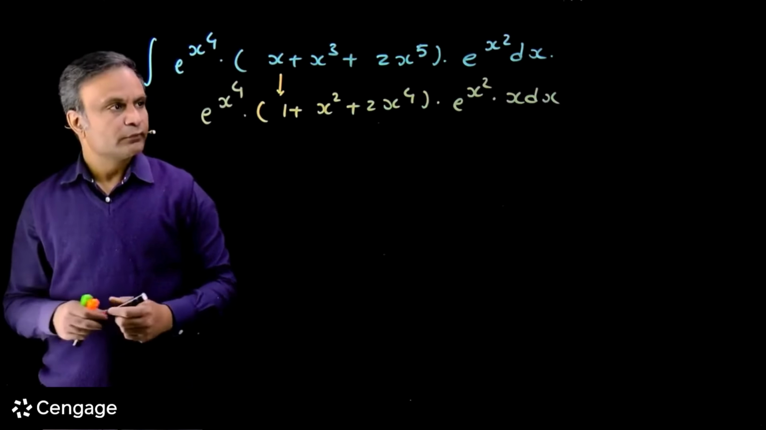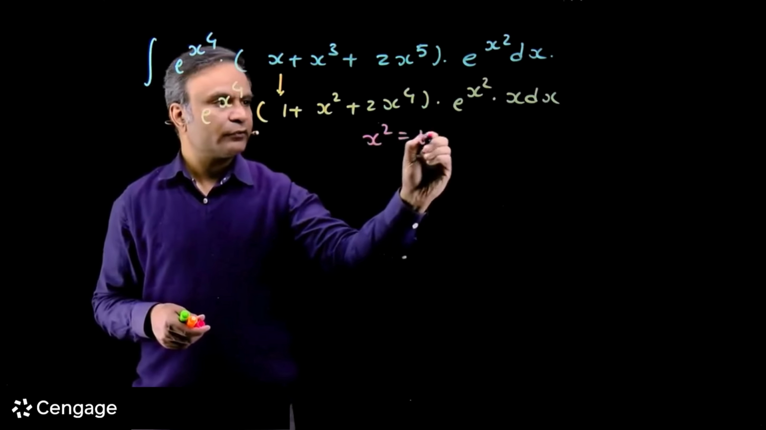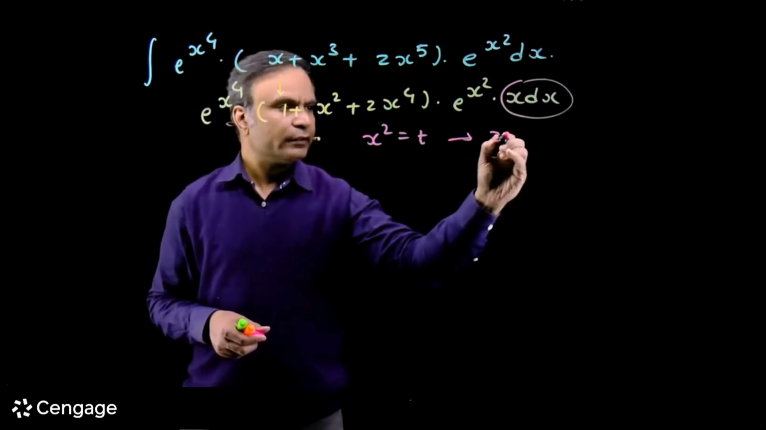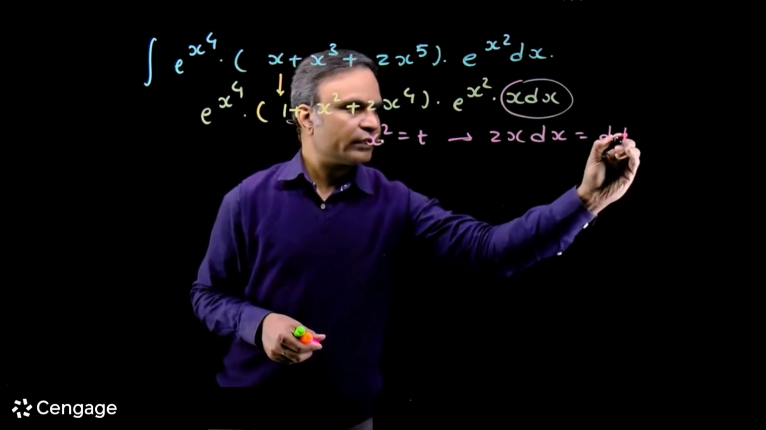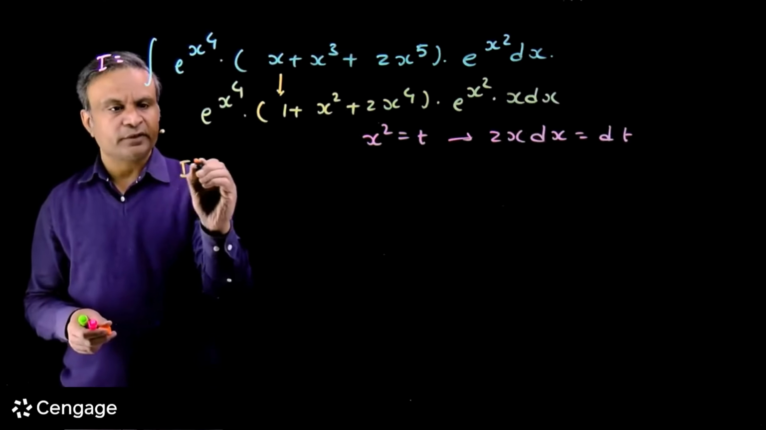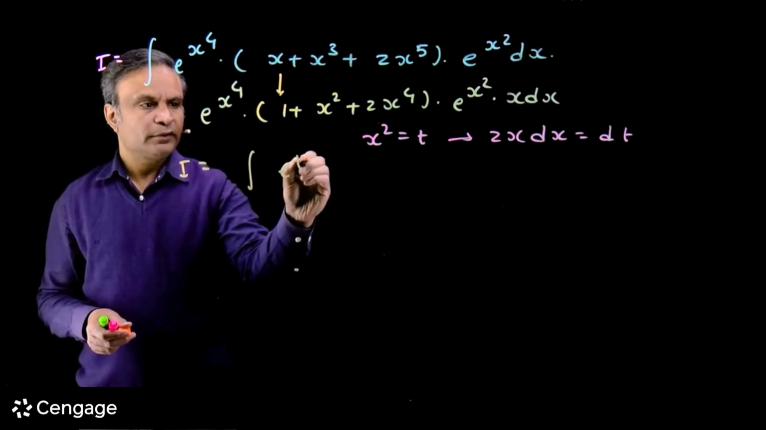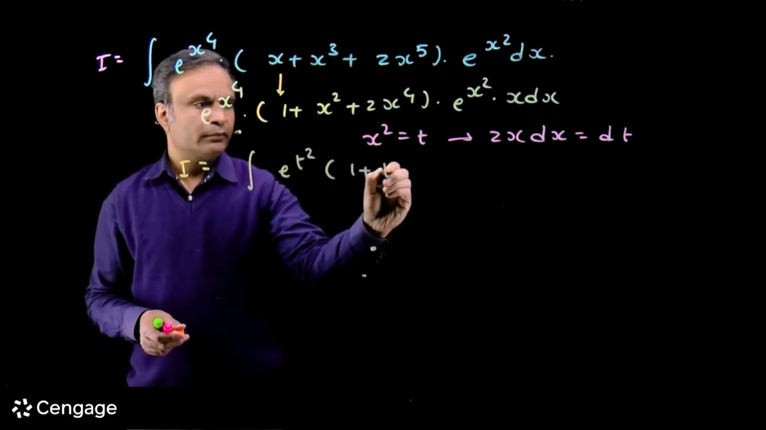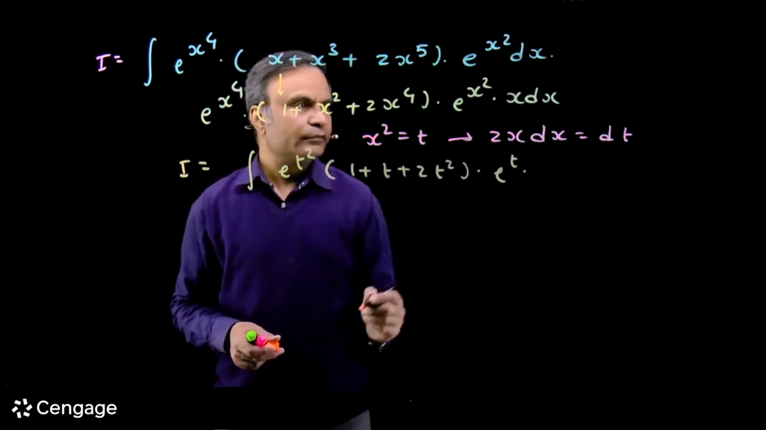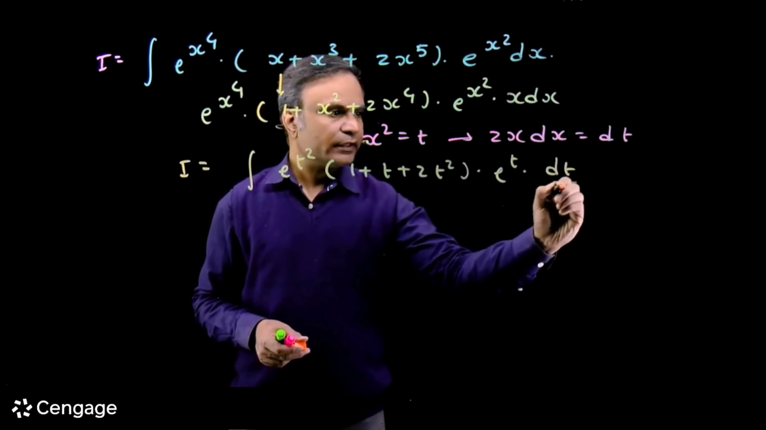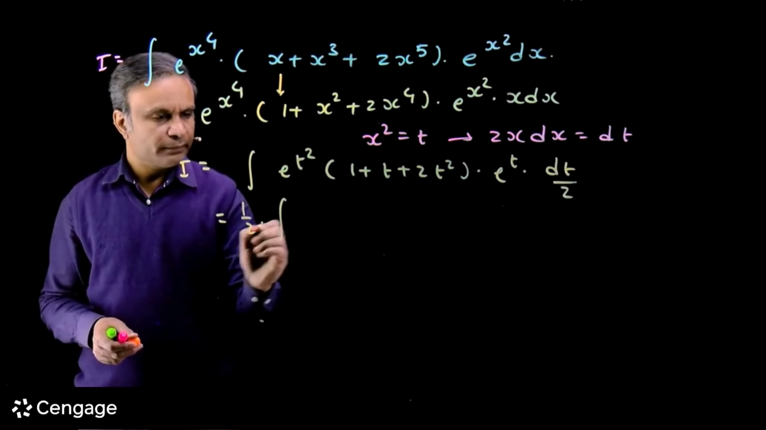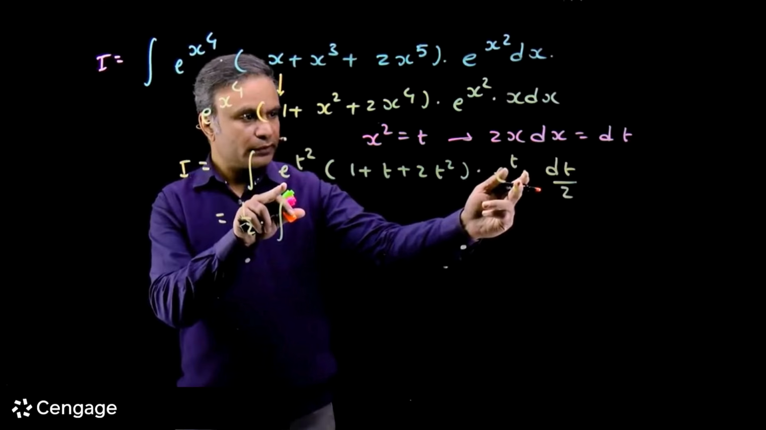Now we let x square is equal to t, so this will be dt upon 2. ठीक है ना? From this we will get 2x dx is equal to dt, so x dx will be dt upon 2. So here integral I becomes e power t square multiply by 1 plus t plus 2t square multiply by e power t multiply by x dx is dt upon 2. Okay, so we have here 1 upon 2 multiply by integration of this function.